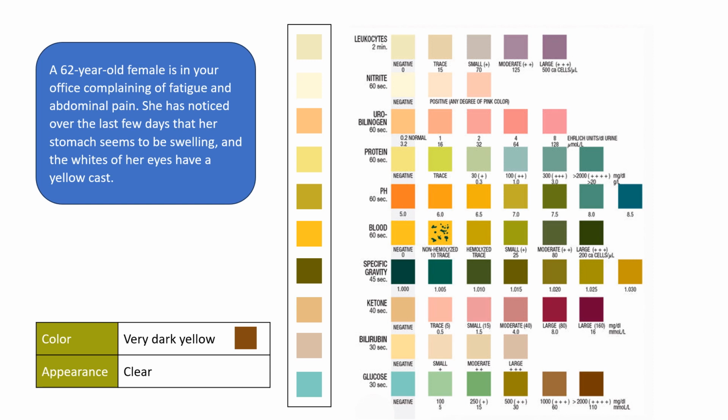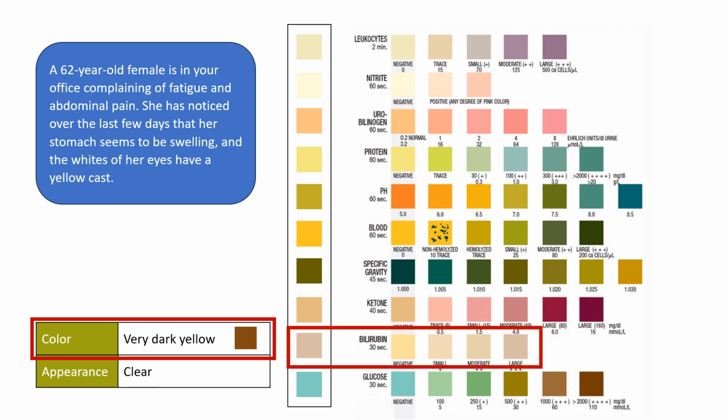So what are we noticing about this patient? Well, it might be subtle, but we obviously have issues with that dark yellow urine. But when we look at the dipstick, what are we noticing? We're noticing this right here. This patient has bilirubin in their urine.